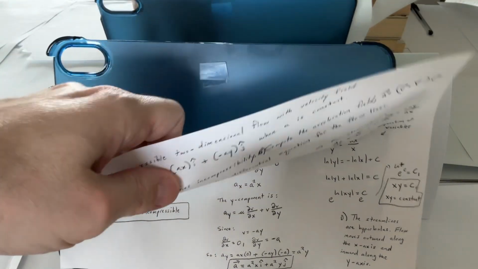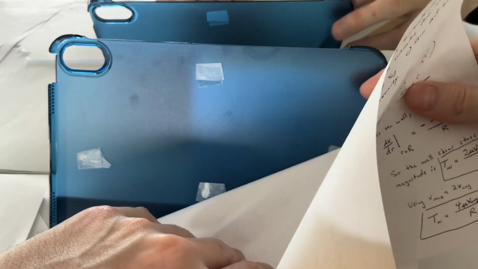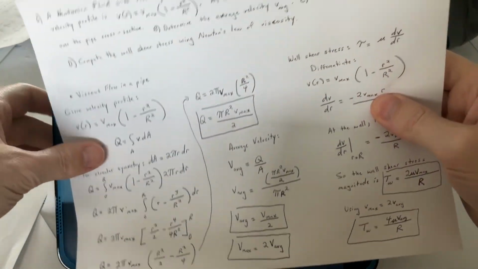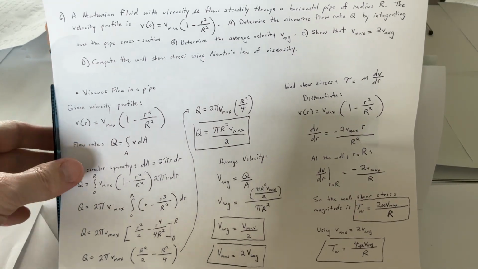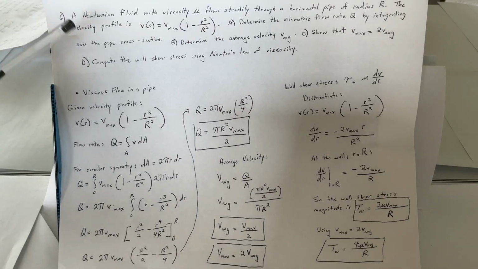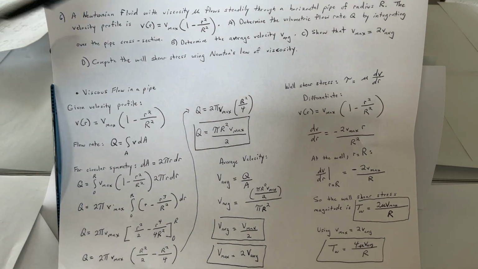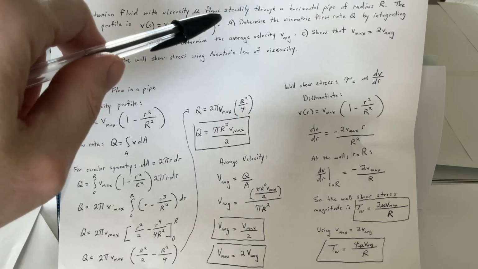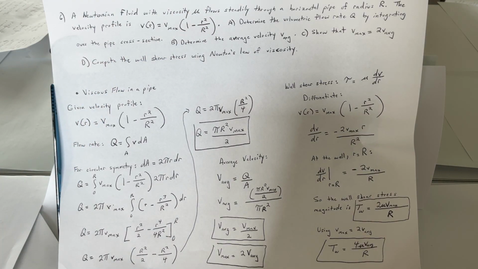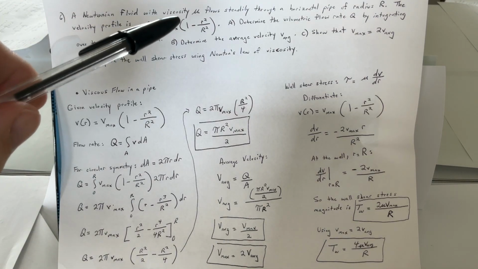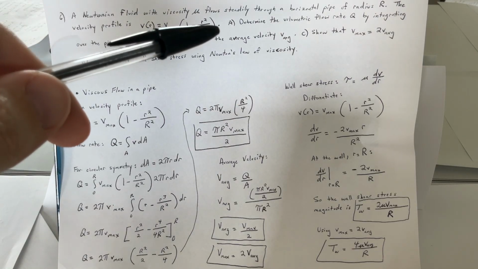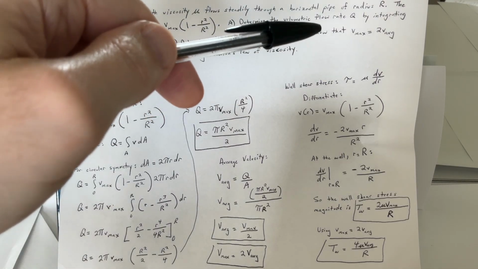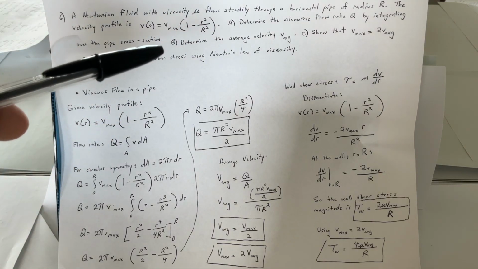And that's for 5. Let's move along to number 6. Okay, for number 6, let's see what we have here. A Newtonian fluid with viscosity mu flows steadily through a horizontal pipe of radius R. The velocity profile is v of r equals v sub max times the quantity 1 minus lowercase r squared over capital R squared. So part A, determine the volumetric flow rate Q by integrating over the pipe cross section.